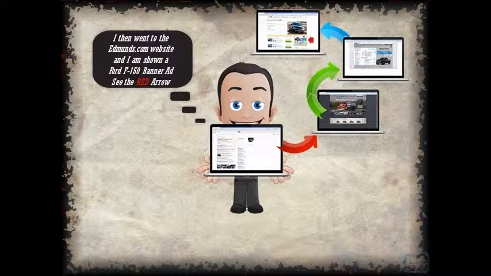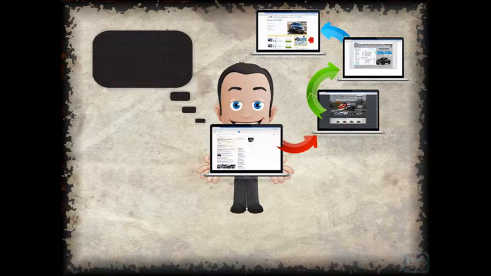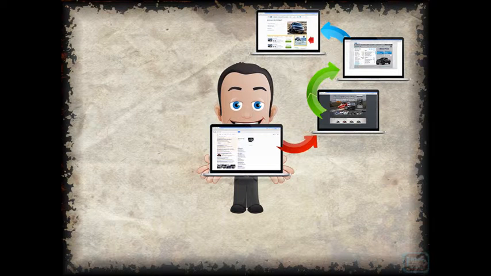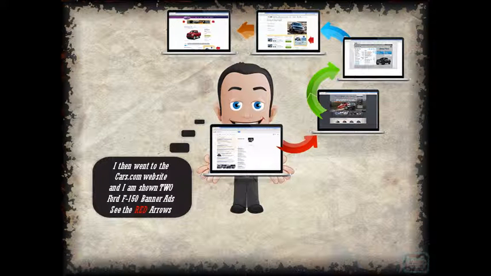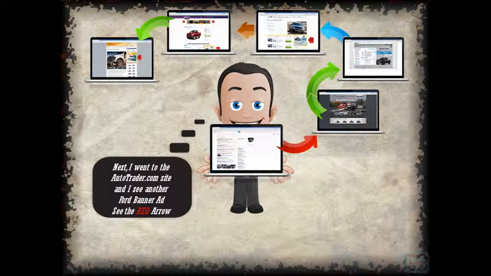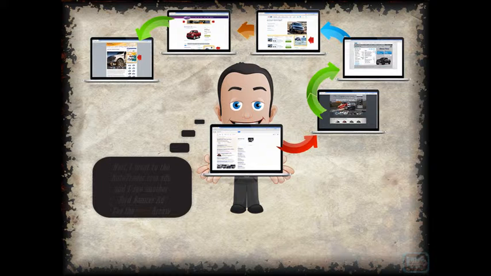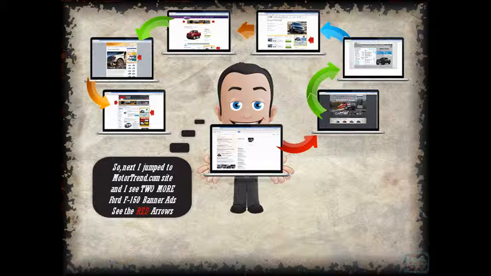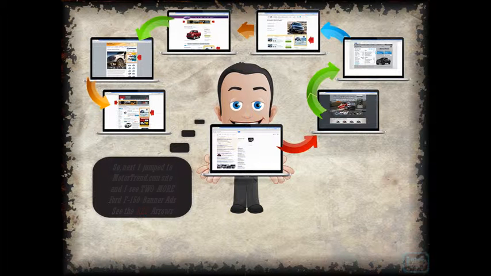Notice the red arrow pointing to the ad. Next, Tony heads on over to Cars.com, where he ends up seeing two more Ford F-150 banner ads. Again, notice the red arrows. Tony's next stop was Autotrader.com, and the same phenomenon repeats itself again. That's right, another Ford ad. Still doing truck research, Tony jumps over to Motortrend.com, and once again, what does he see? A couple more banner ads for Ford F-150s. We're starting to see a pattern here.